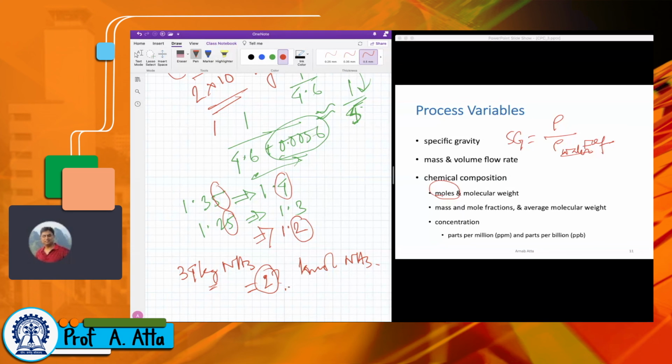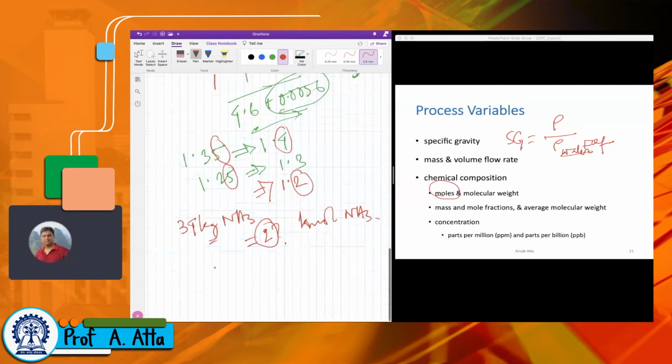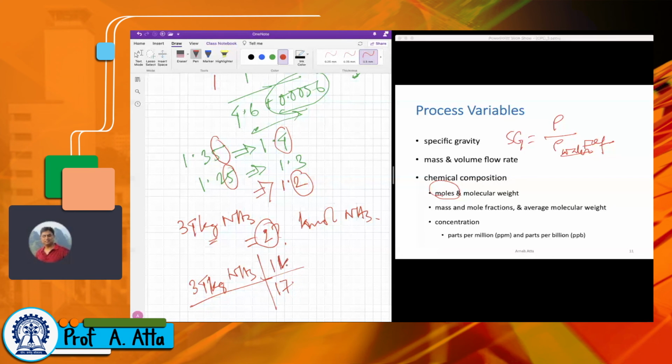So basically what we do: 34 kg of ammonia, and in 1 kilomole we have 17 kg of ammonia, because the molecular weight of ammonia is 17. So that gives us 2 kilomoles of ammonia.